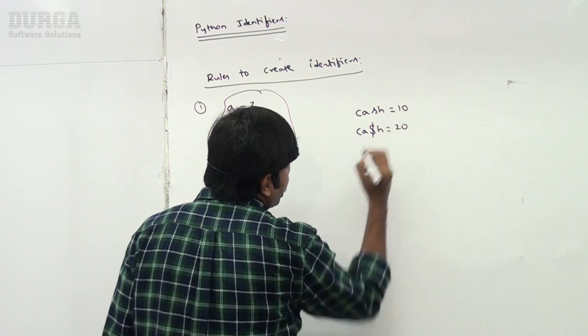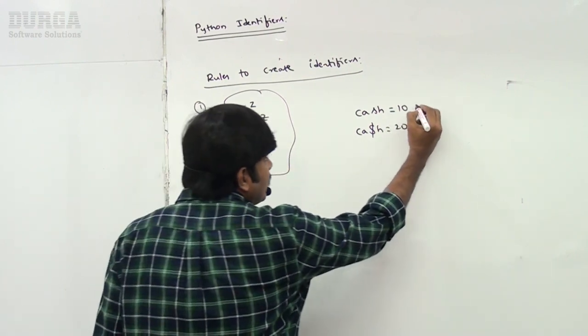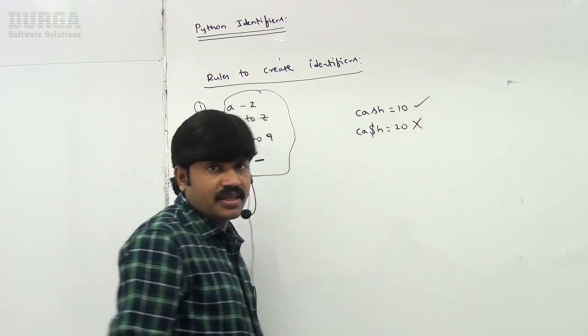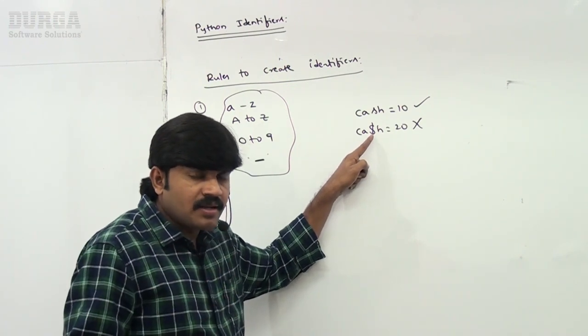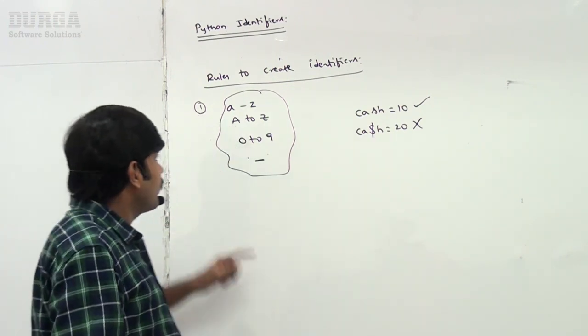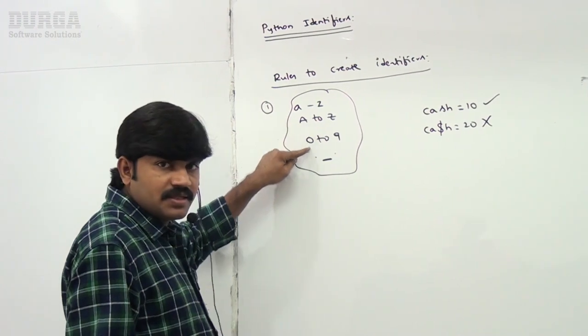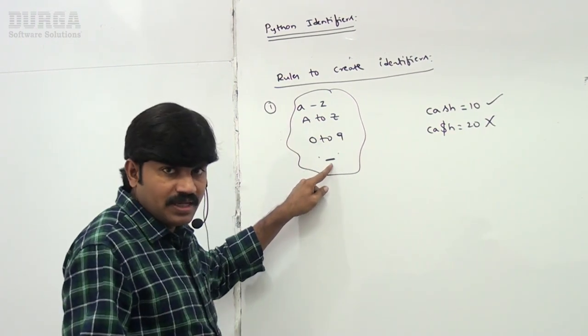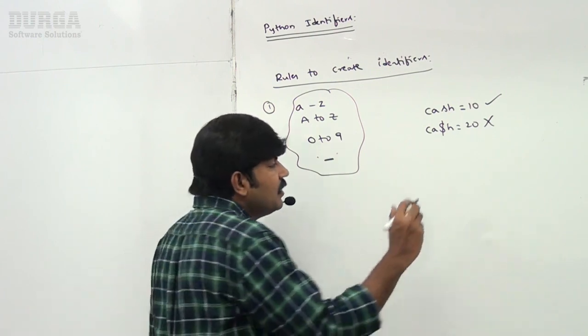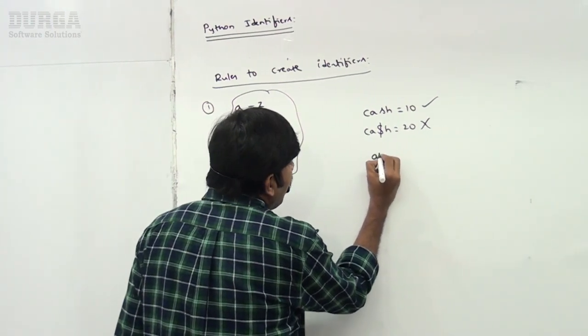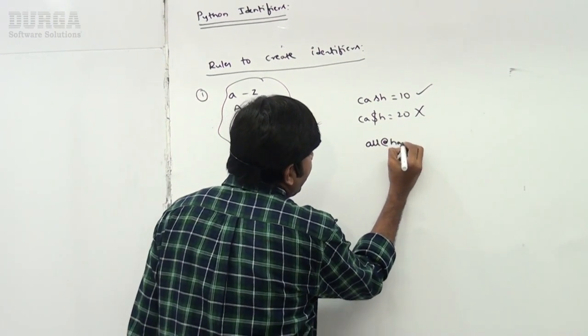Now I take $H is equal to 20. Immediately we are going to get a syntax error. The reason is that dollar is not an allowed symbol in a Python identifier. Are you getting it? So only alphabet symbols, digits and the underscore symbol. No other symbols are allowed. Dollar is not allowed.